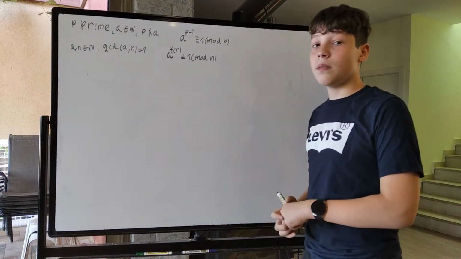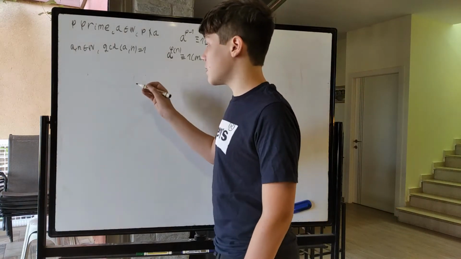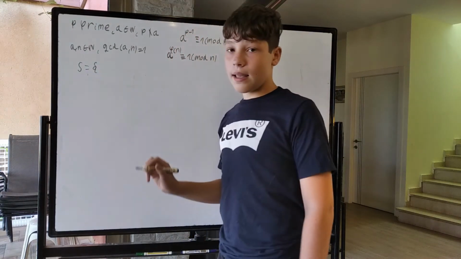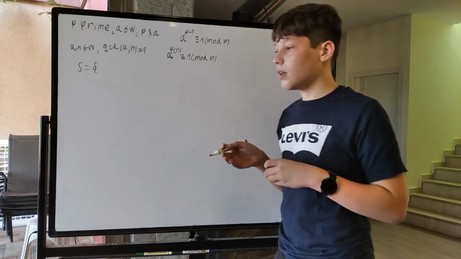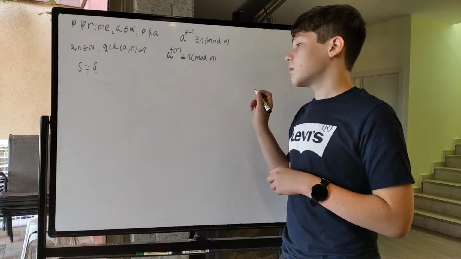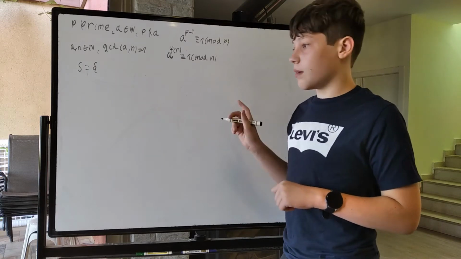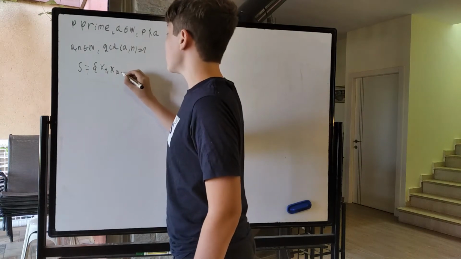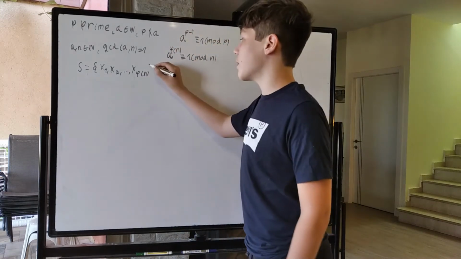So let's begin. The first thing we want to do is define a set, which we will call S, and the definition of this set S is all the numbers not bigger than n and co-prime to n. So it's going to be x1, x2, all the way on to x phi of n, because we know there are phi of n of them.